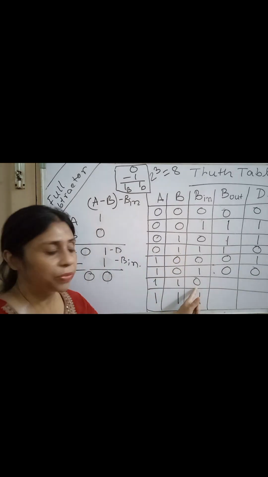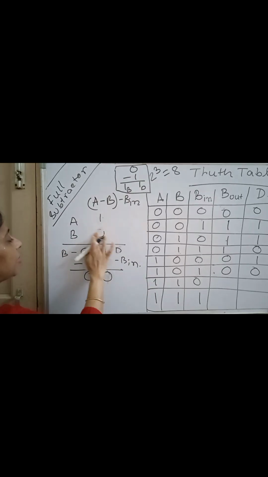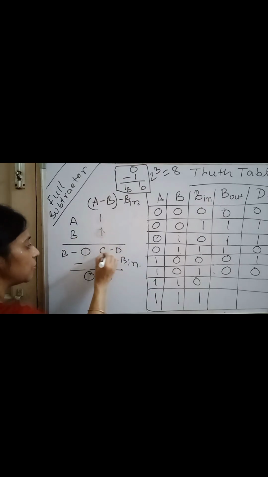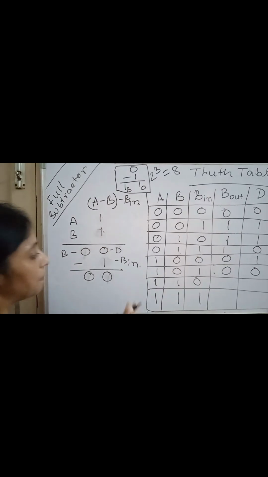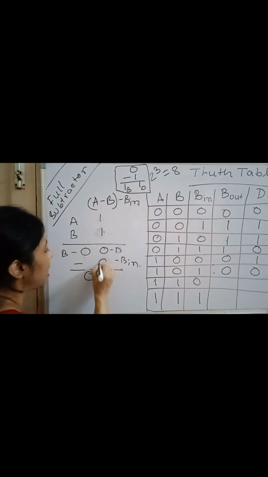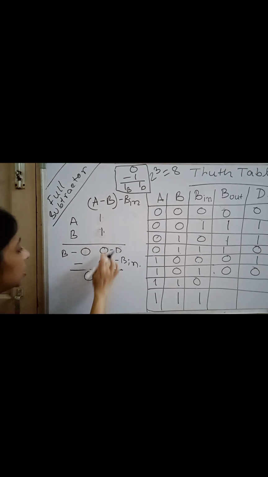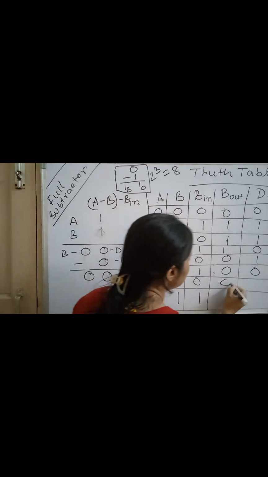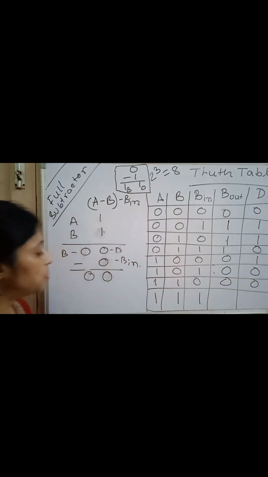The next one. 1, 1, 0. So 1 minus 1 will give you difference 0, borrow 0. Minus 0. So B in is 0. So minus 0. So difference 0, borrow 0. Right? So 0, 0.